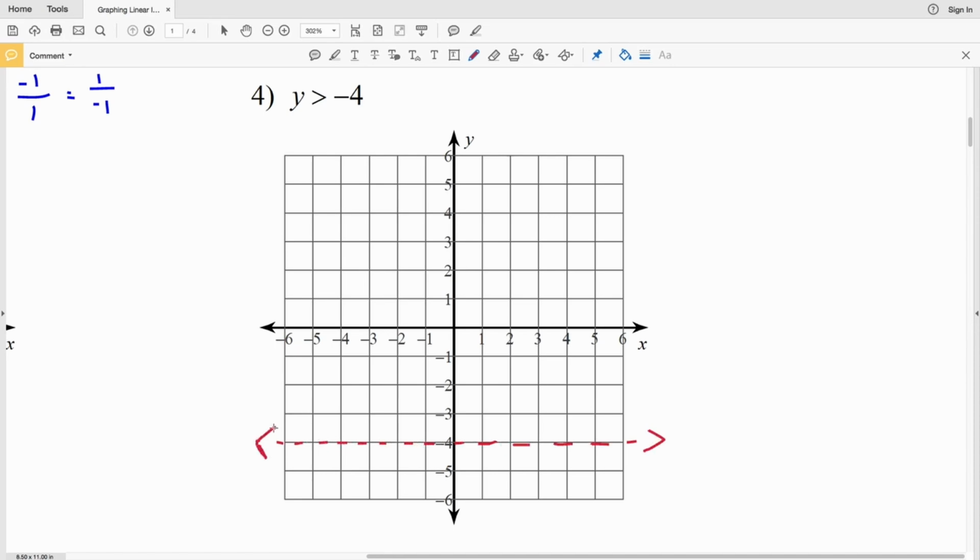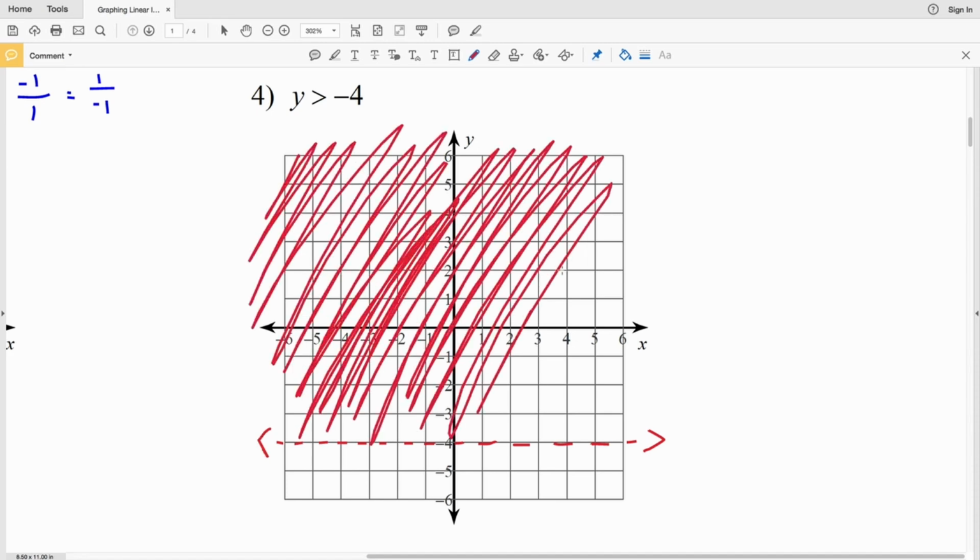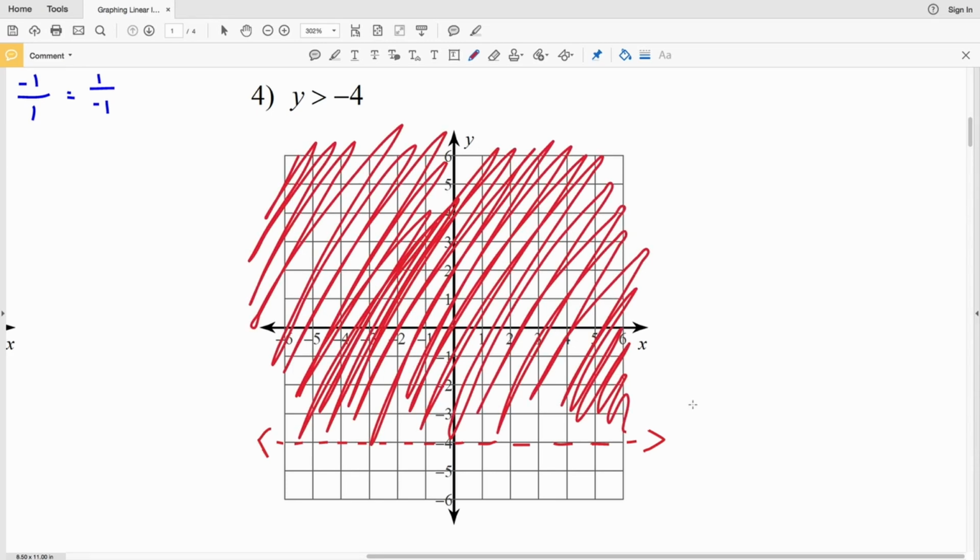And now we just have to decide which way to shade. Well, we are saying that y is greater than that -4, so we know we're not going to shade below that line because that would be numbers that are less than -4. But we want to include numbers that are greater than -4, so we're shading above the y equals -4 line. And that's the answer to number 4.